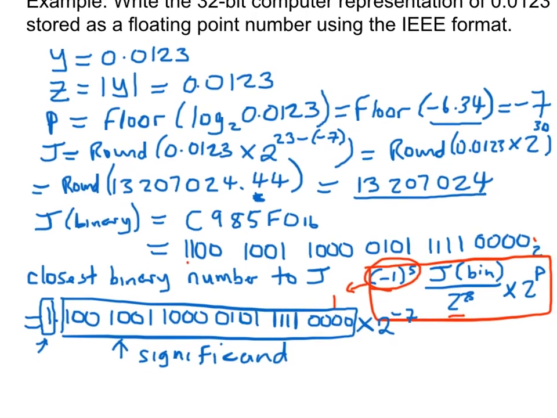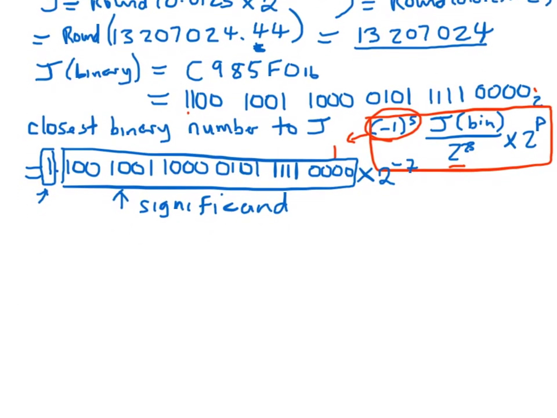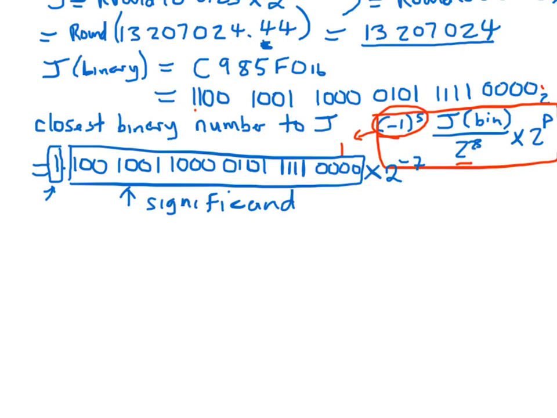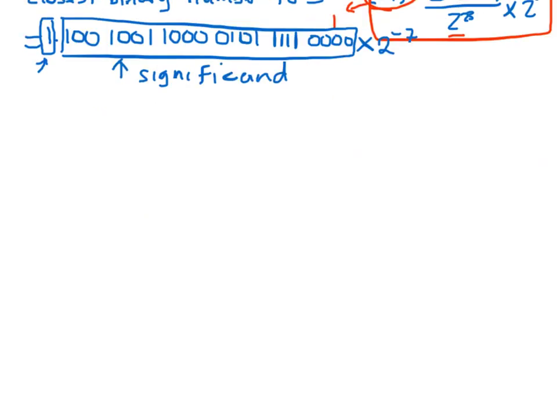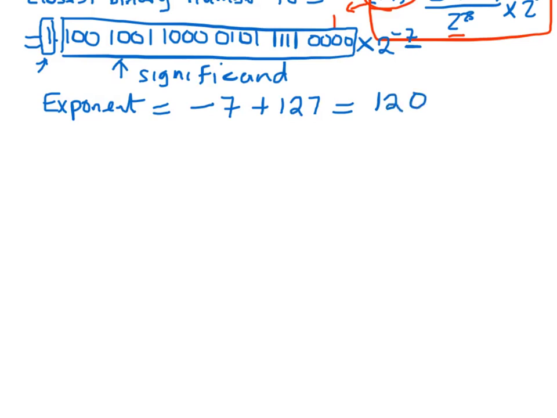Now let me just move down a little bit to give myself a little bit more space just to finish this problem. Okay, the next thing is the exponent, and the exponent is equal to this value up here, which is minus 7, and you always add 127 to it. And that value then turns out to be 120. Obviously you need to convert that to binary, and 120 in binary turns out to be 1111000 base 2.